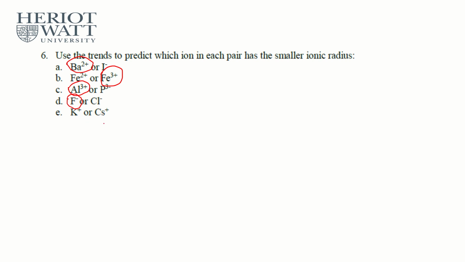And between potassium and cesium, which one has a smaller radius? As usual, if you look down a group, potassium is from period 4. Cesium is much lower, with a higher period number, so definitely potassium. Okay, fewer shells.